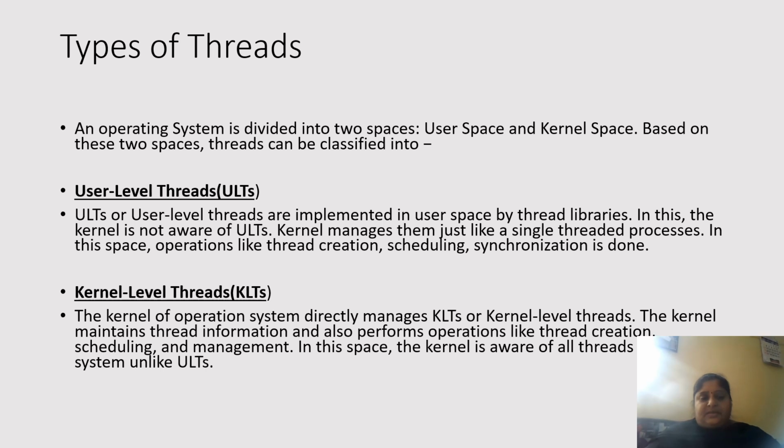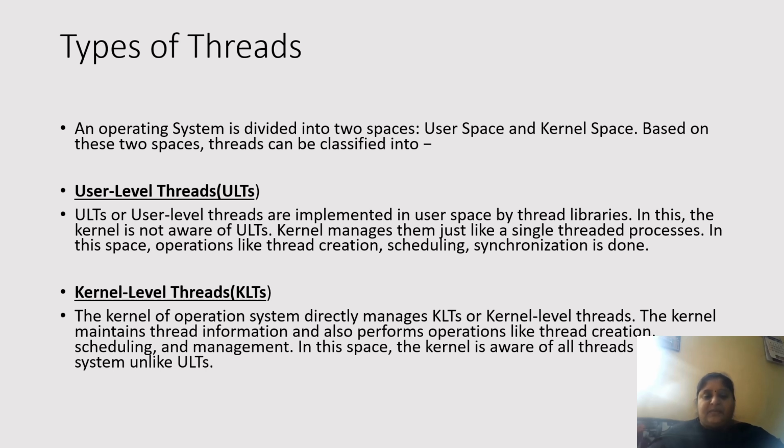Next, kernel level threads. The kernel of the operating system directly manages kernel level threads. The kernel maintains thread information and also performs operations like thread creation, scheduling, and management. In this space, the kernel is aware of all the threads in the system, unlike ULTs. So the kernel will not be known to the user level threads, but the kernel knows all the threads. So every thread will have all the information.